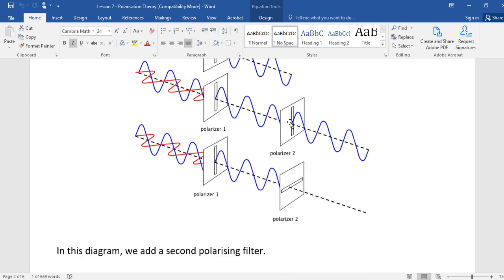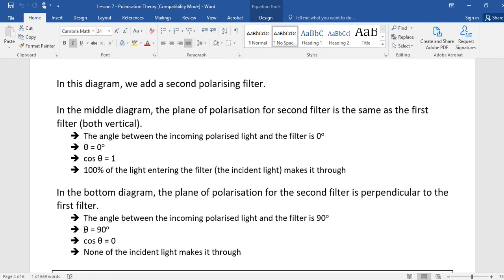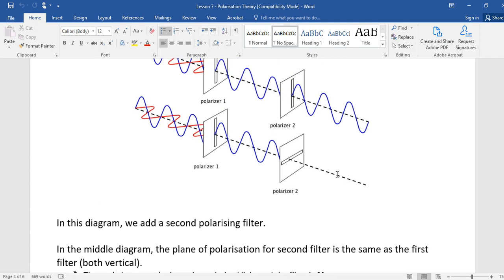And if we take this second filter and we rotate it, we turn it, we can eliminate the light, or some of the light coming through, depending on the angle that we turn this thing, some of the light coming through at the end. And the maximum effect of that is if we put it at 90 degrees. So here the first polarizing filter is vertically orientated, this is horizontally orientated, so 90 degrees. Then we've got theta equals 90, cos theta equals 0, therefore cos squared theta equals 0, therefore the light coming out is 0.